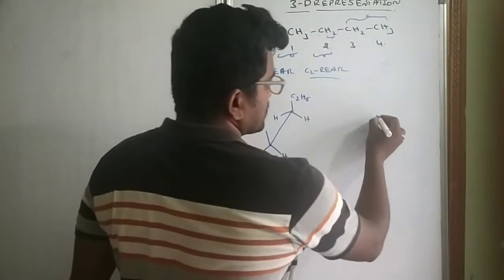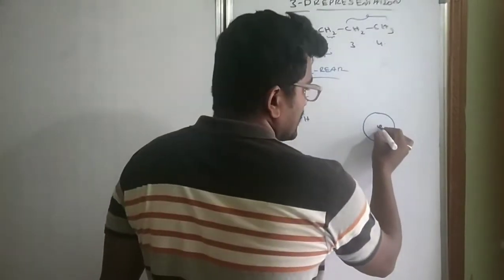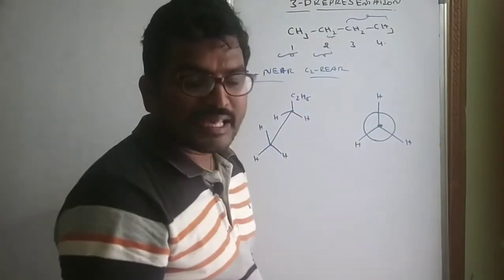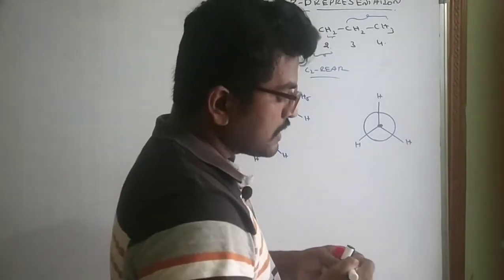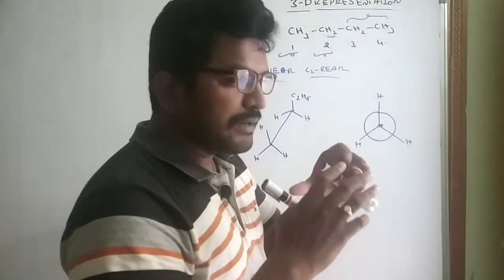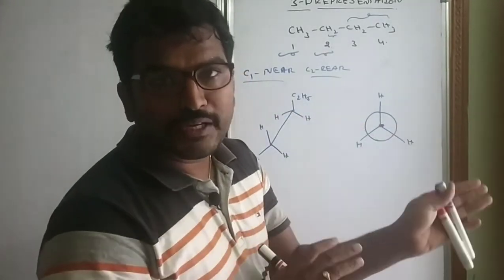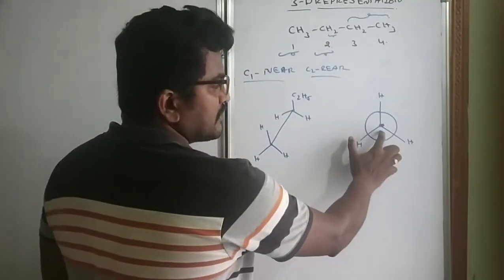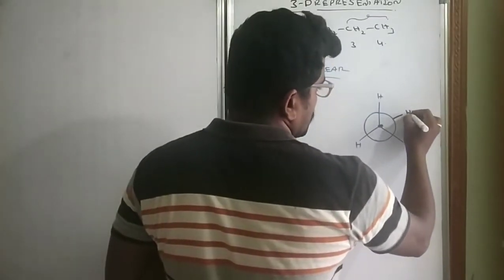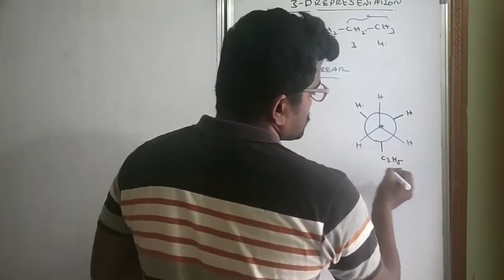Here is the Newman projection. C1 is near, C2 is rear. C1 has 3 hydrogens, H, H, H. You can write it in eclipsed or staggered form based on what they have given. We will discuss conformational isomerism completely in a different video. It is just representation, so I am not going into it now. C1 is the near carbon, C2 is rear. This has 2 hydrogens, 1 hydrogen, 1 hydrogen. The remaining is ethyl, C2H5.